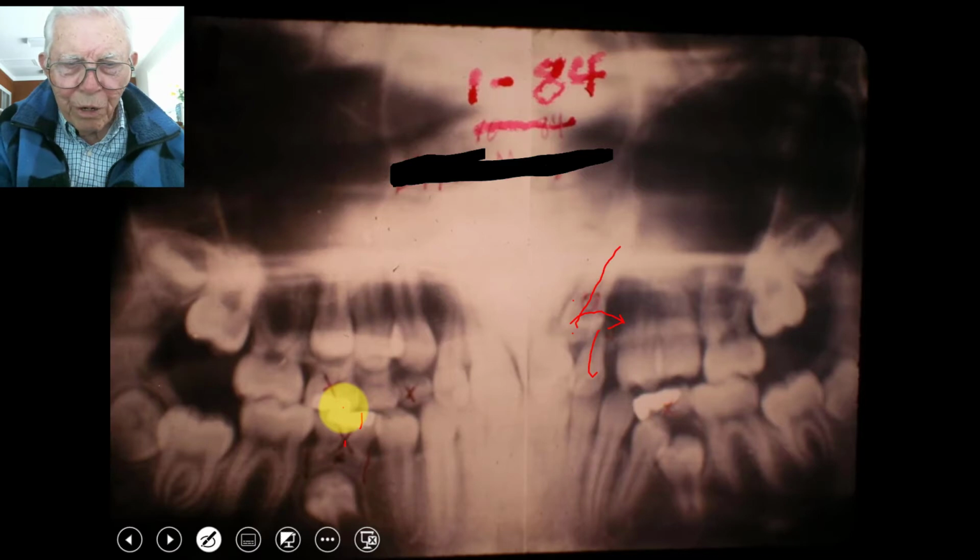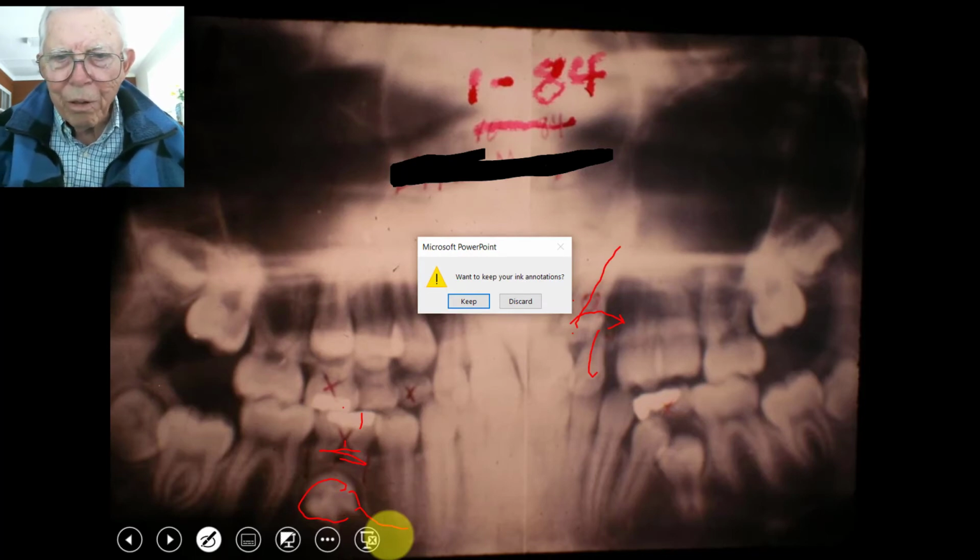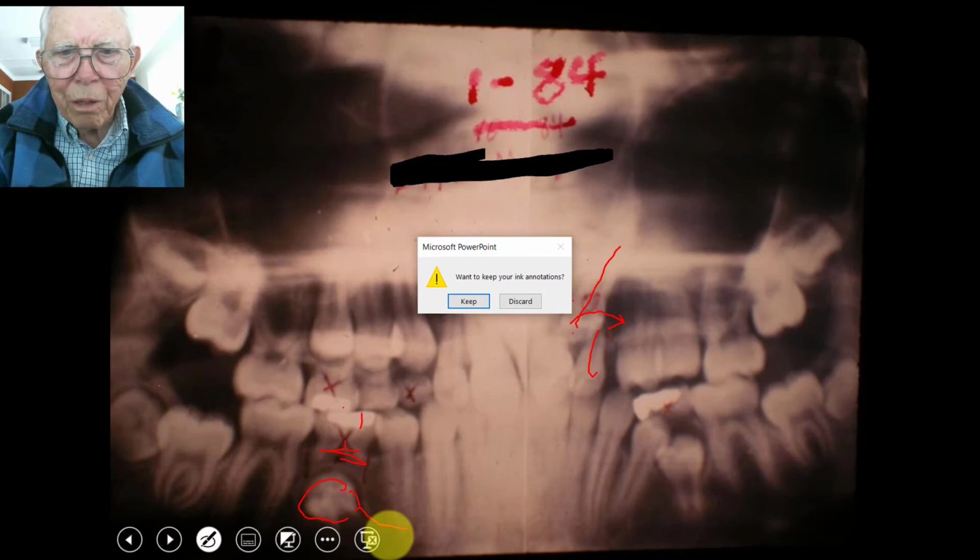For some reason or another, this one got stuck down here, and it's not resorbing the root of that tooth, so it's developing, and you need to get onto it because it'll go down and hit the cortical bone, and then kind of lay down in a crooked area like that. Maybe discard that thing. We're going to keep.